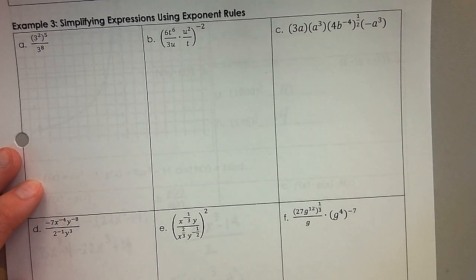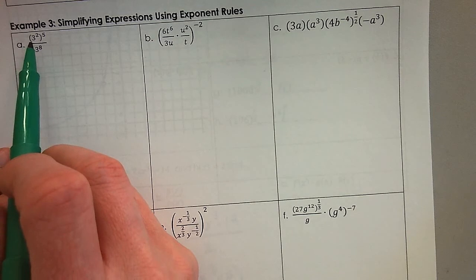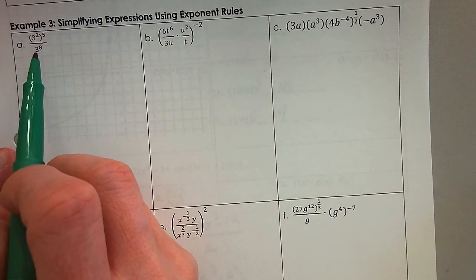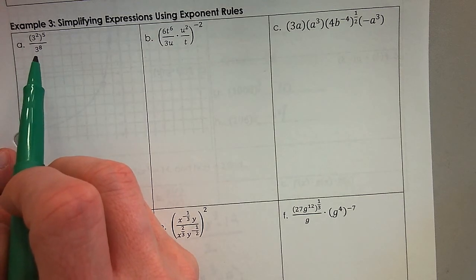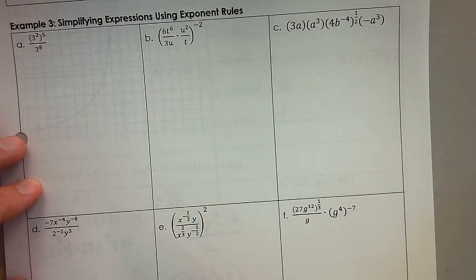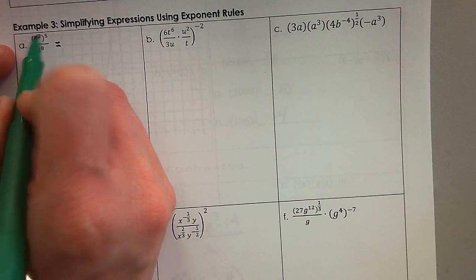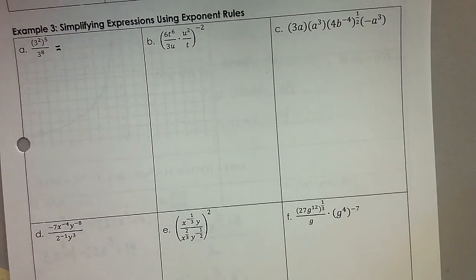What about 3 raised to the 8th? Do you know that off the top of your head? No, I don't. Okay, so you need to recognize that right now we have the same base. Right now we have the same base. So 3 squared raised to the 5th is what?